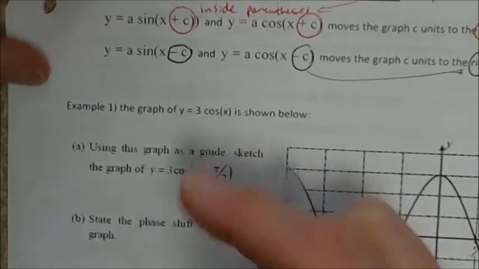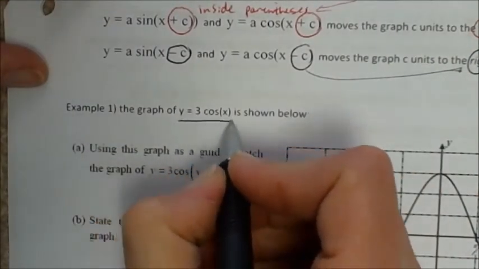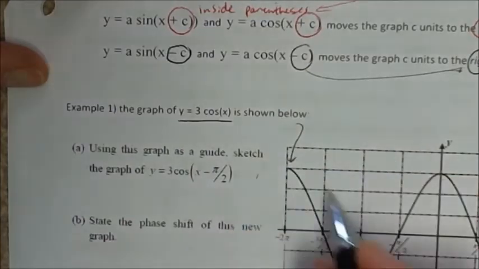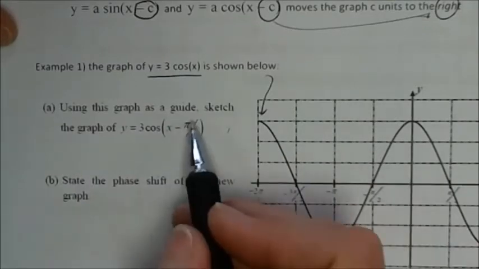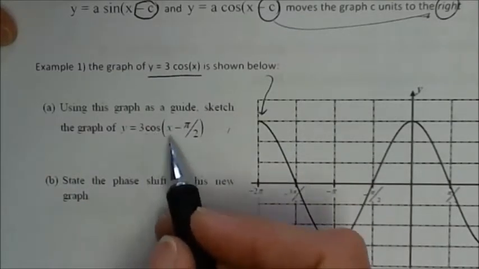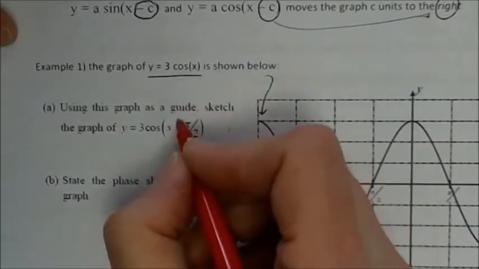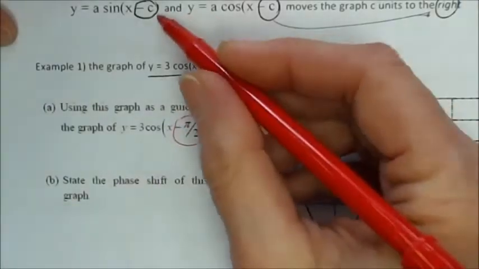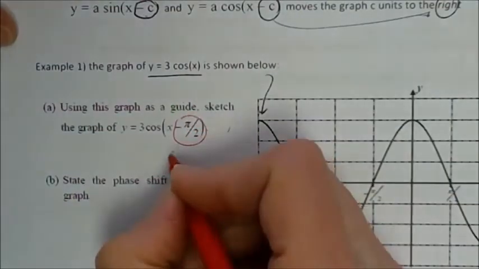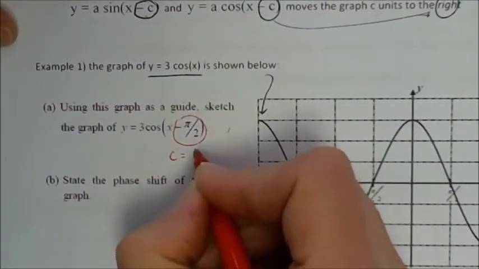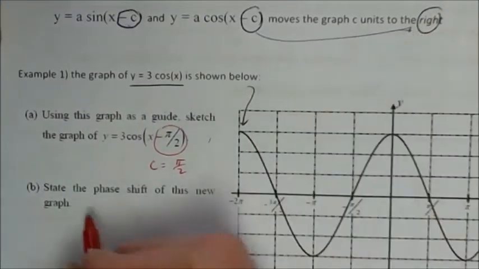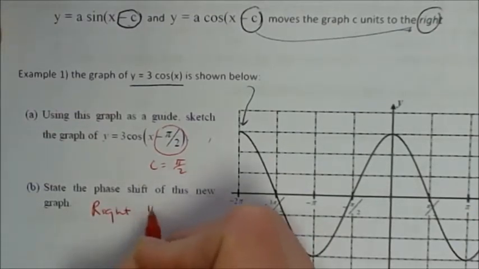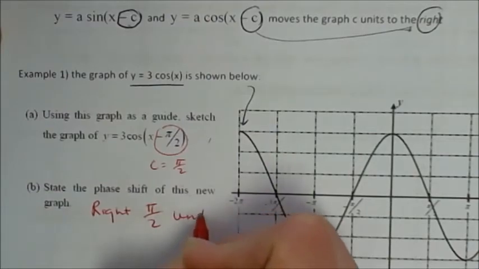So in this first example, you'll see y equals 3 cosine of x shown below. So here's just a regular 3 cosine of x. And using this graph as a guide, we're going to sketch the graph 3 cosine of x minus pi over 2. This minus pi over 2 acts like the minus c, so this c value is equal to pi over 2. This minus means we're going to be shifting it to the right. So state the phase shift of this new graph. We're going to be shifting it right pi over 2 units.